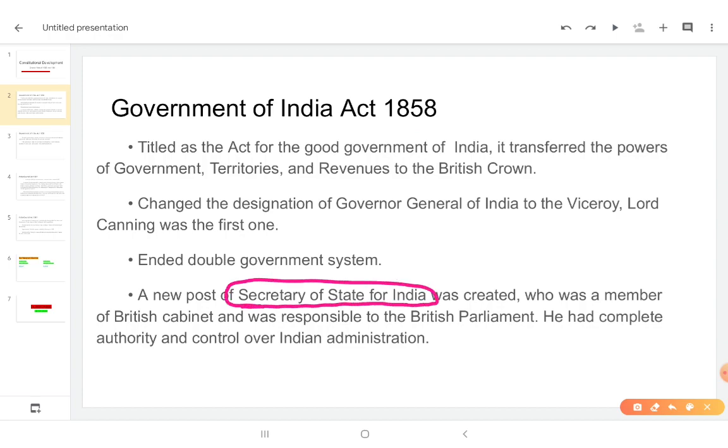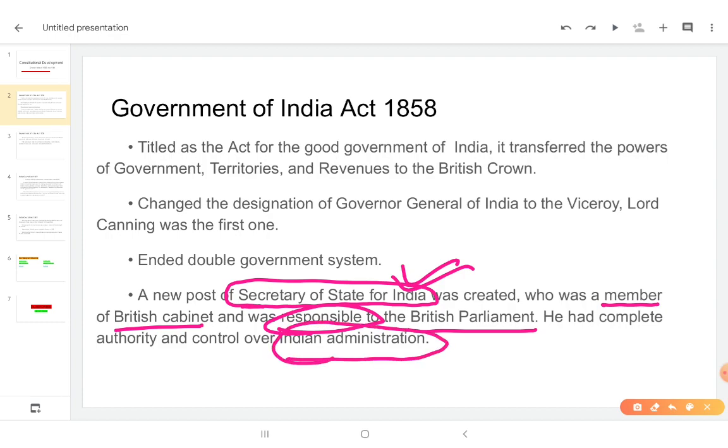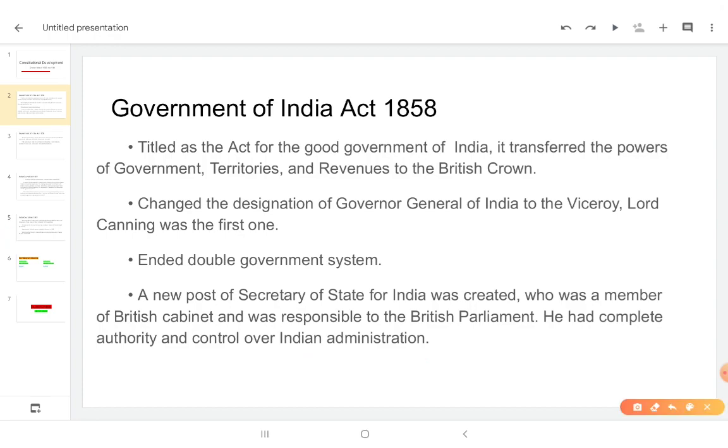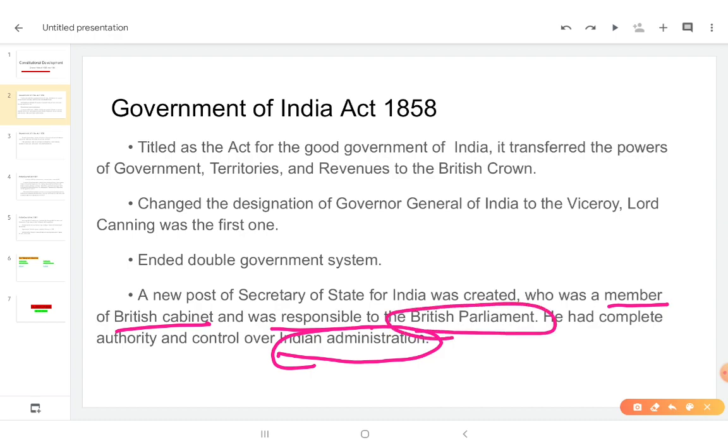Besides this, a new post was created, called Secretary of State for India. But this post was not in India; it was in Britain. He was a member of the British Parliament and the British cabinet, and he was responsible to the Parliament for the affairs of India, and he had complete authority and control over Indian administration. So these are the things you should know regarding the Secretary of State.